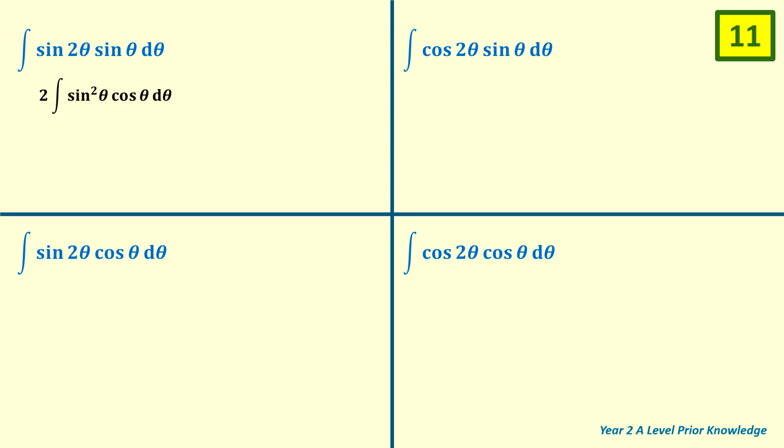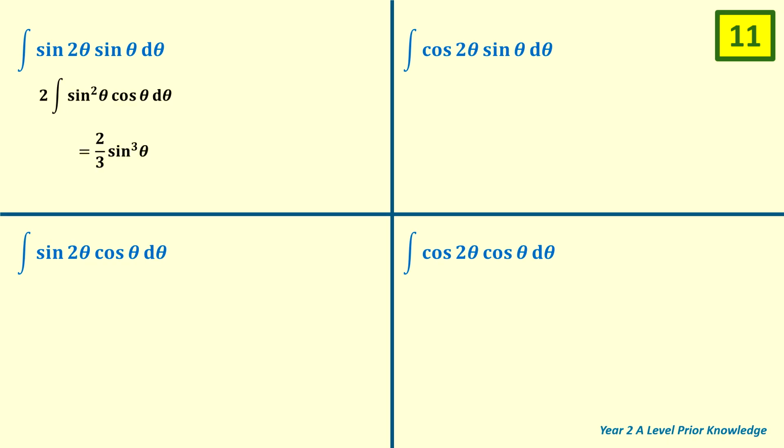So integrating sin²θ cos θ, that's one of those that you might do by the reverse chain rule. So if we started with sin³θ and differentiated it, we would get 3 sin²θ multiplied by the differential of sine, which is cos, which is basically what we've got there, but without the 3.